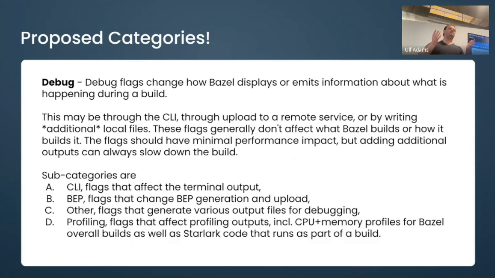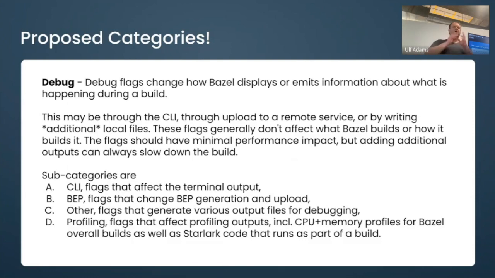Debug flags. So I call them debug. They change how Bazel displays or emits information about what is happening during the build. This may be through the command line interface. It may be through upload to a remote service or by writing additional, typically local output files, right? This is for you to debug what's happening inside of a Bazel build. These flags should have minimal performance impact. But of course, if you add outputs to a build, it can always make it slower. That is an obvious thing that can happen.